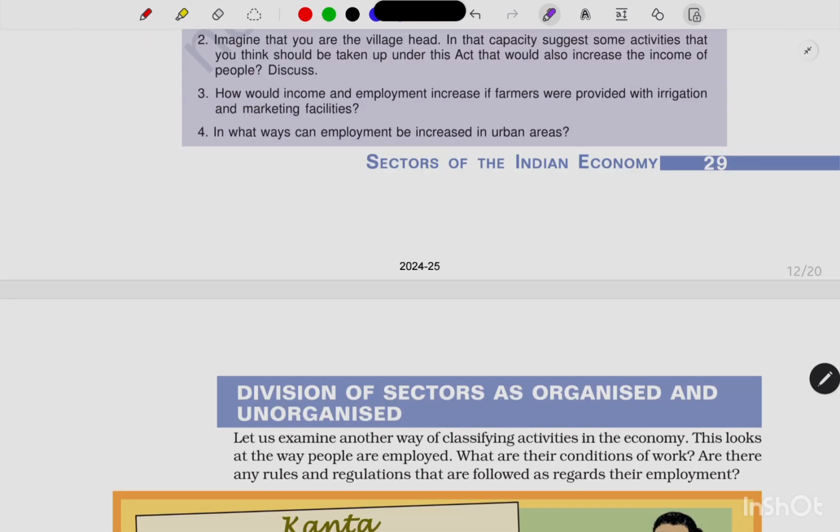In what ways can employment be increased in urban areas? Create more jobs. There are a lot of new fields where jobs could come up. Why do you think AI exists? Okay, maybe it can take away a lot of jobs. Singing, dancing, arts, anything like that, it's gone. But new jobs are created. Give proper education, give proper training in AI, new jobs will be created, more employment in the urban areas. Okay?